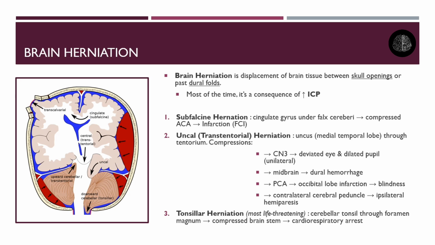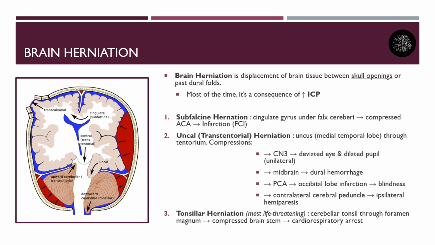Meanwhile, if it blocks the midbrain, it can cause a dural hemorrhage, which is either epidural or subdural. And it can block the posterior cerebral artery, causing occipital lobe infarction, and from there, blindness. And then it can cause contralateral cerebral peduncle compression. After that, it causes dissociation in the pyramid, so it would cause ipsilateral hemiparesis.